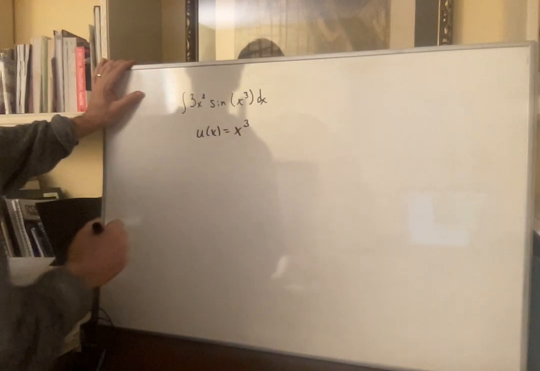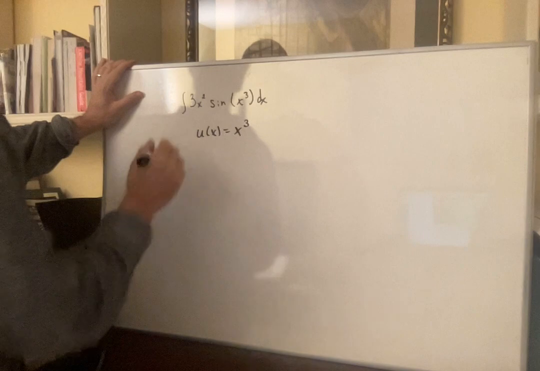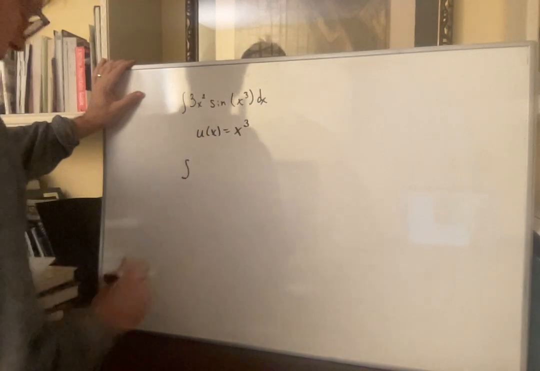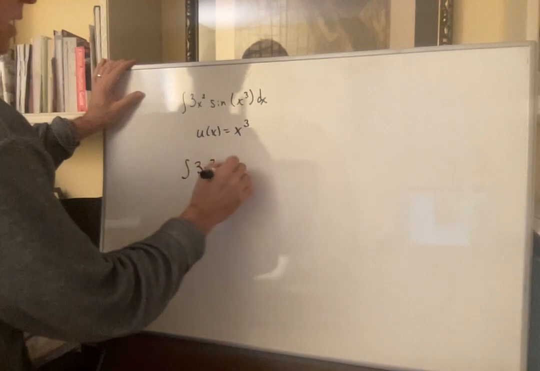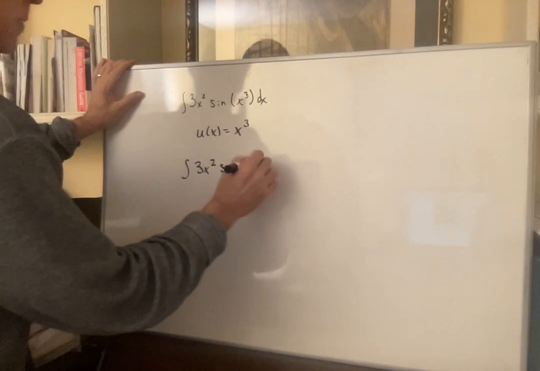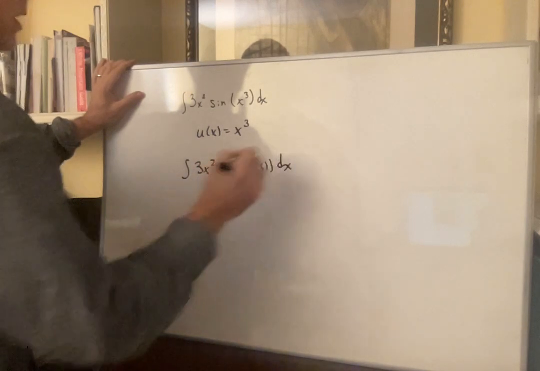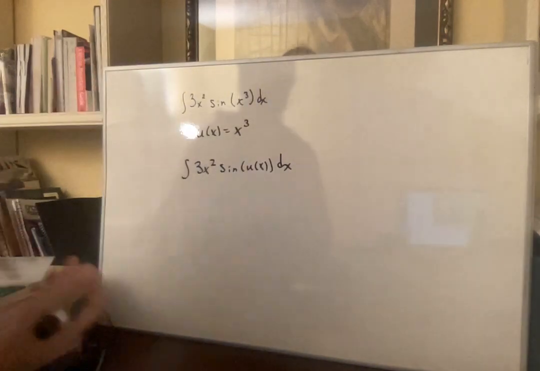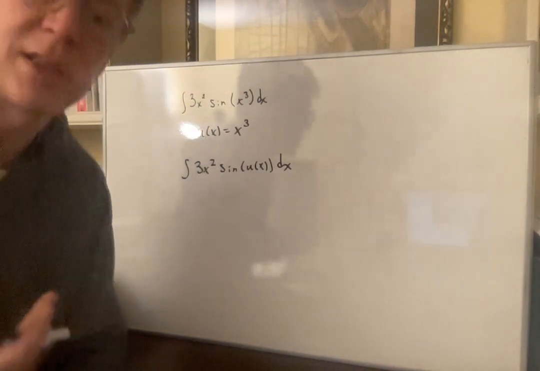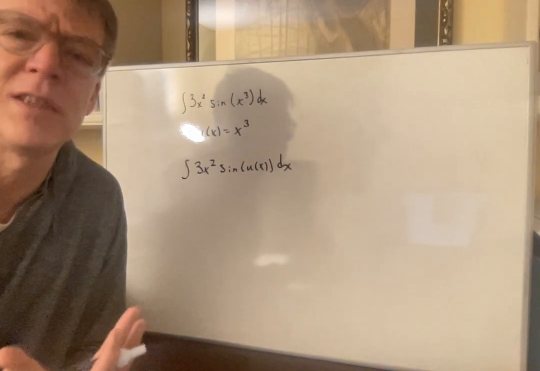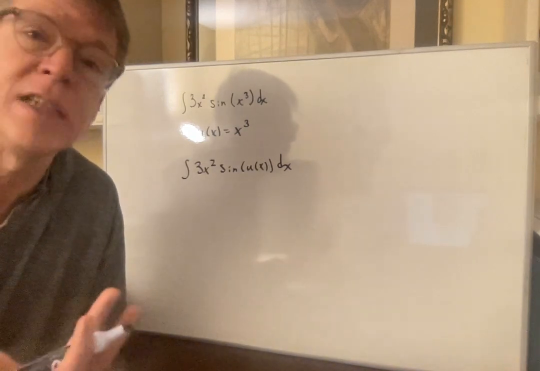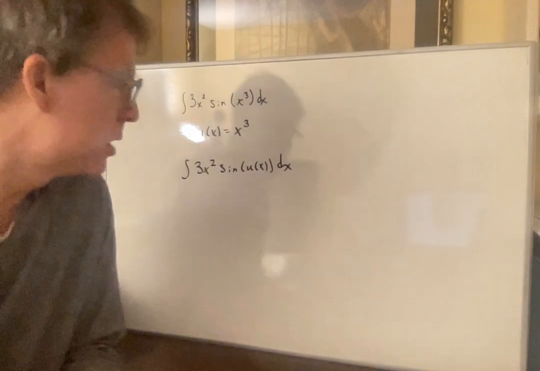And so then, if I were to rewrite this, oops, that's supposed to be an integral sign, 3x squared times the sine of u of x dx. Do you see what I just did there? I just substituted in. That's all, right? And so it doesn't help at all. I could totally see why you'd be puzzled by that, but it's not illegal, right? So, great.